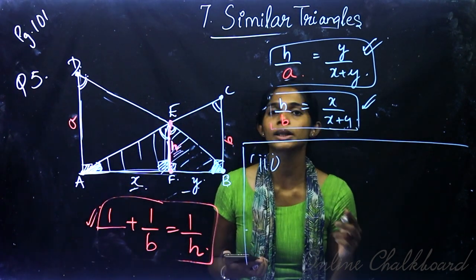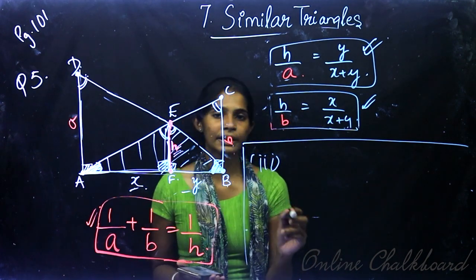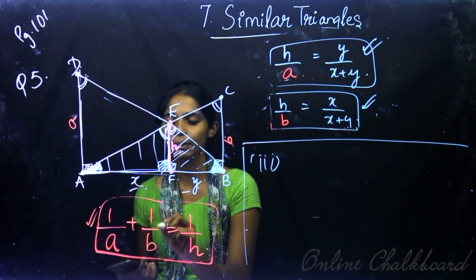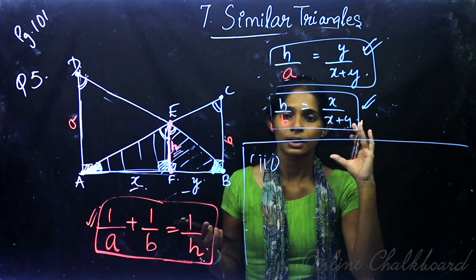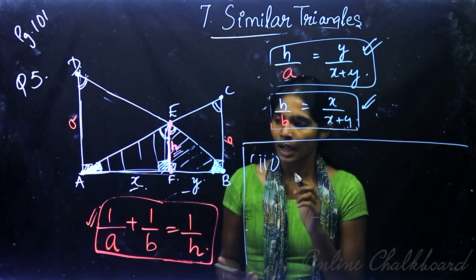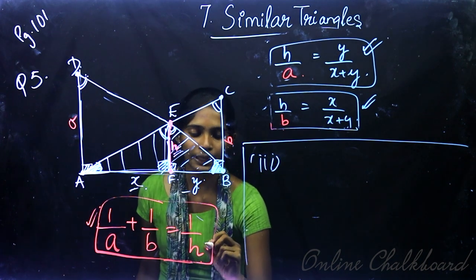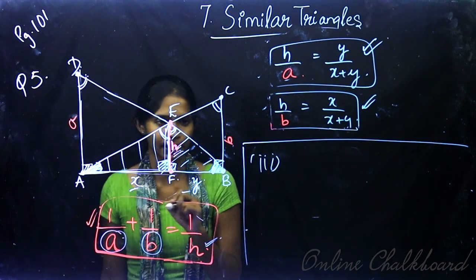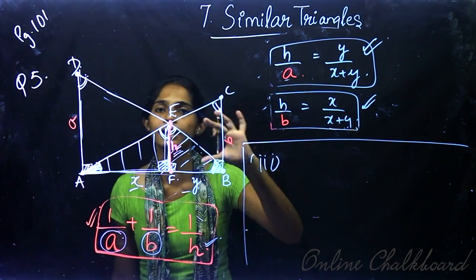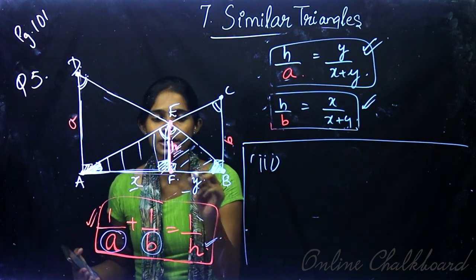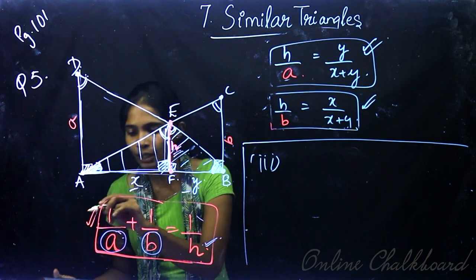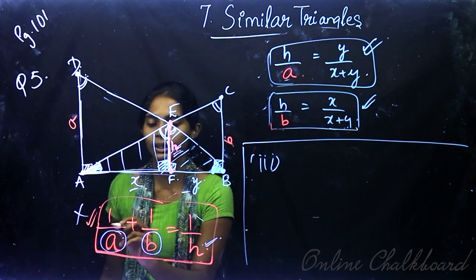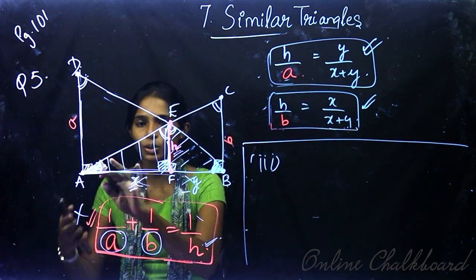Now, we prove it using the result we got previously, that 1 by a plus 1 by b is equal to 1 by h. We formed this equation. Now, what does this h, the height, depend on? It depends on a and b, that is, the heights of the poles. x and y, the distance, were used to form the equation, but ultimately, after solving, we don't have x and y in it. So distance is not important.